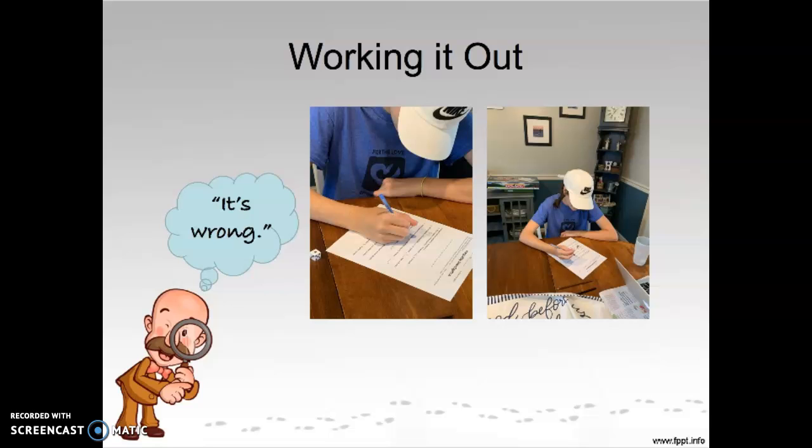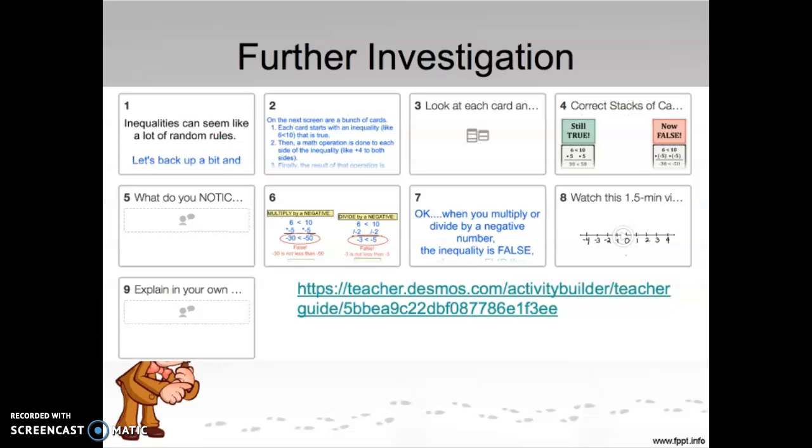I want them to understand that once we start throwing negative numbers in there, it completely changes the inequality. So after this activity, to introduce the concept, I would have students go on to Desmos. I found this activity that really guides the students through looking at different types of situations and seeing what happens and which inequalities remain true and which ones turn false, just like in the worksheet.